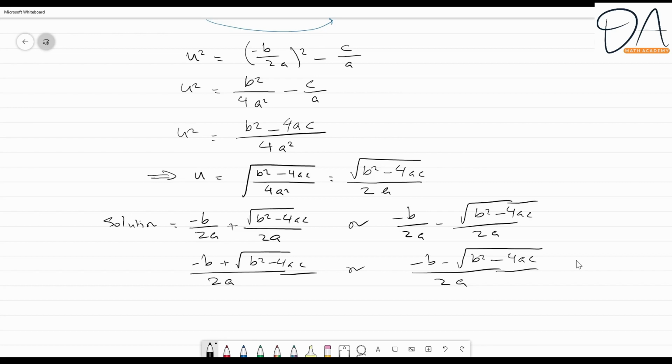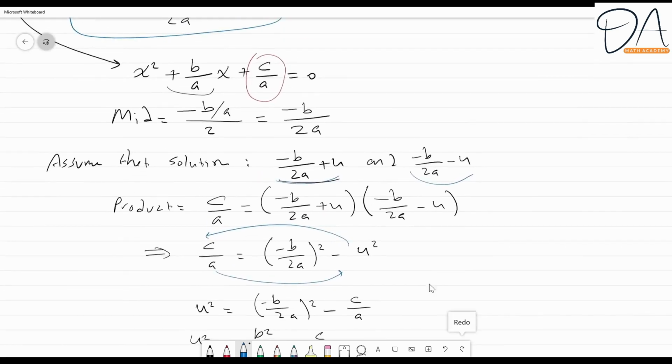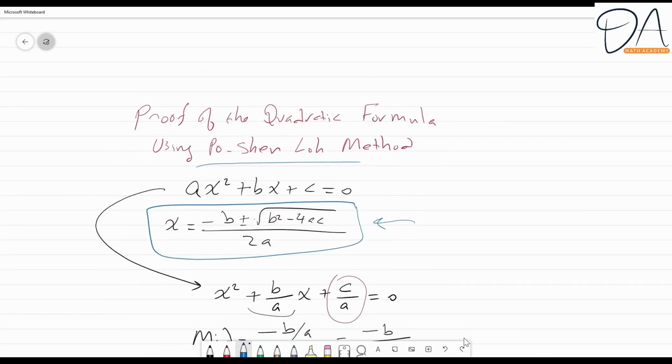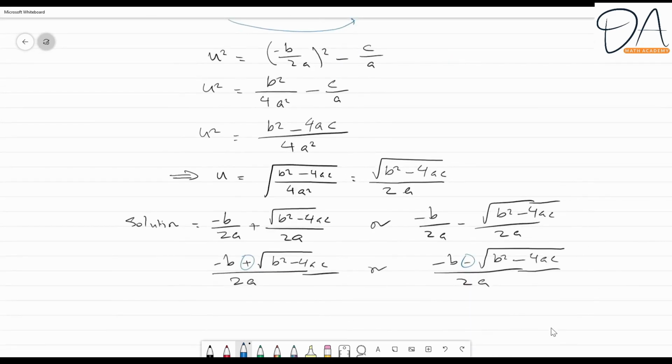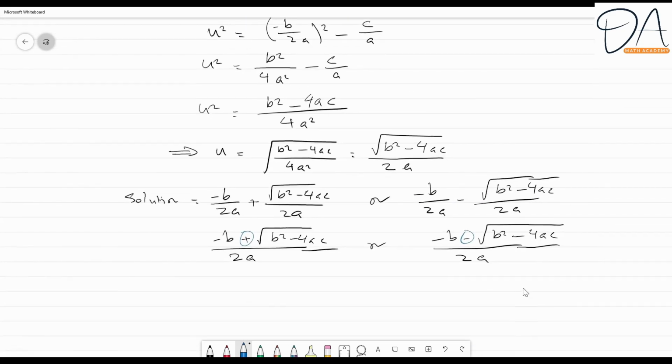And then you can combine these two expressions. You can see that those expressions are the same, except you have a sign of plus here and a minus here. So we can combine them by writing them in this form, plus minus, to combine the solution. And that improves the quadratic formula.